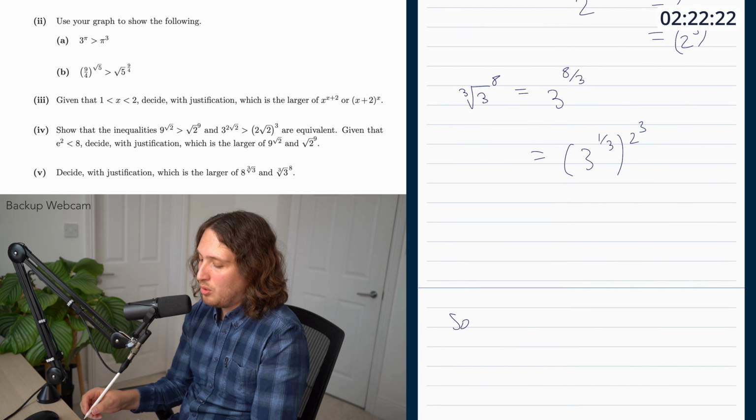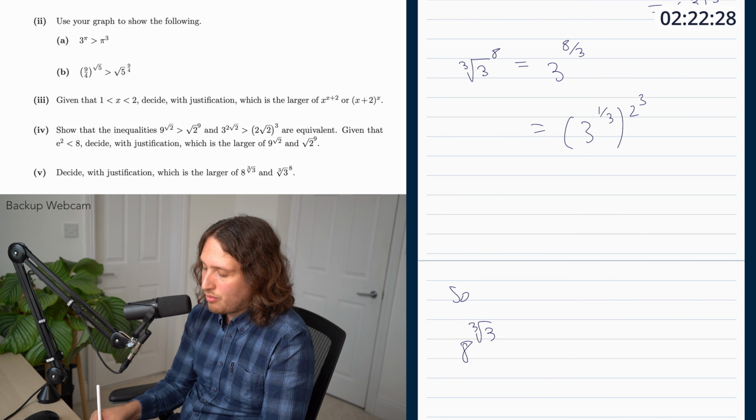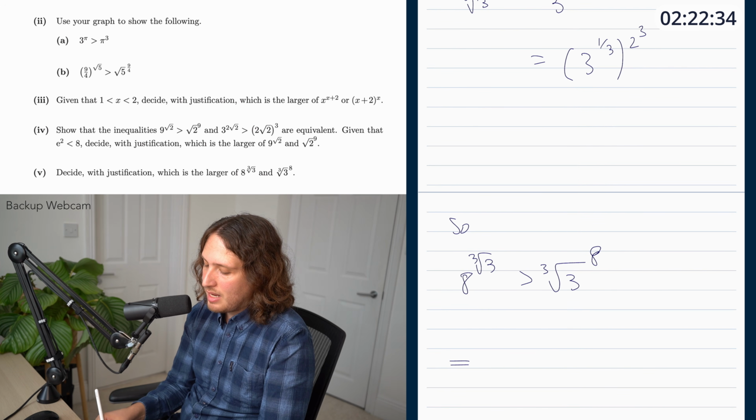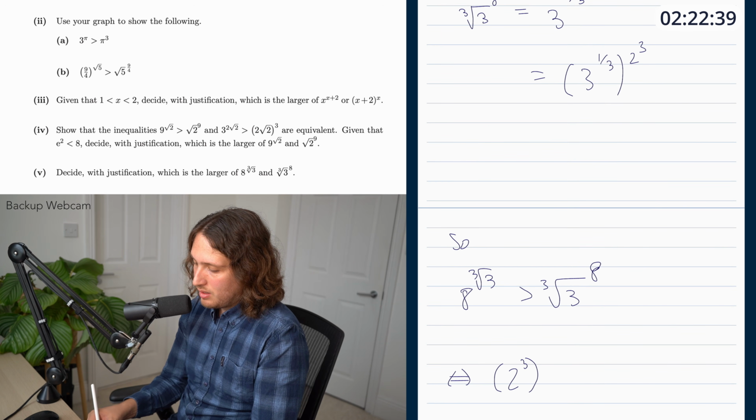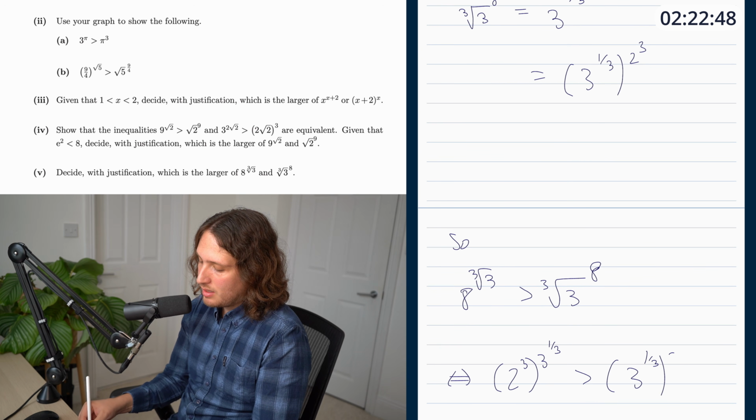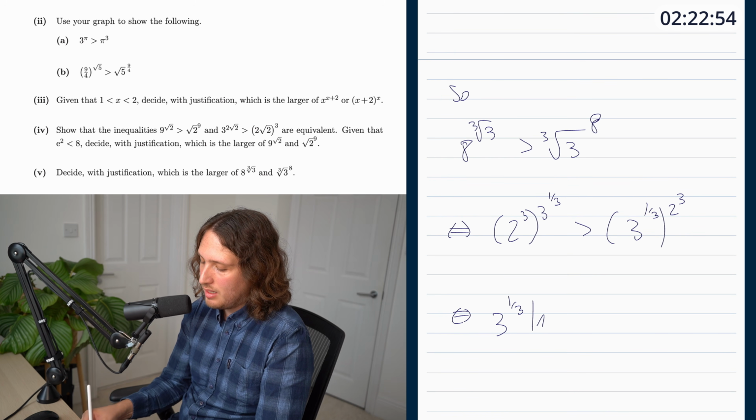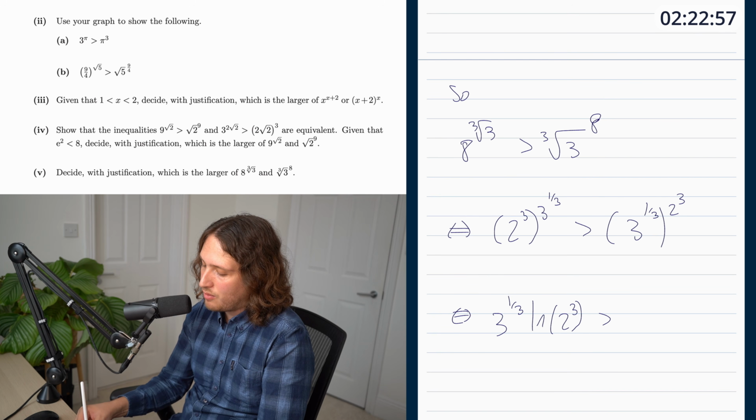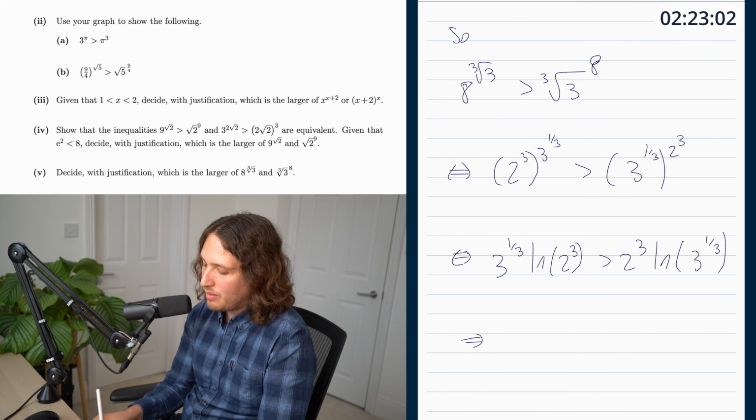So I can say, therefore, that 8 to the cube root of 3 being bigger than cube root of 3 to the 8 is equivalent to 2 cubed to the 3 to the third bigger than 3 to the third to the 2 cubed. That is equivalent to 3 to the third ln, and I'm not going to use log rules because I want my ln x over x structure. That is equivalent to this.